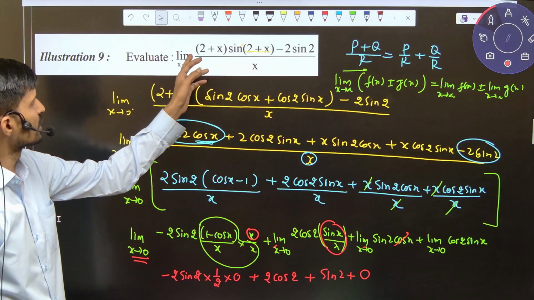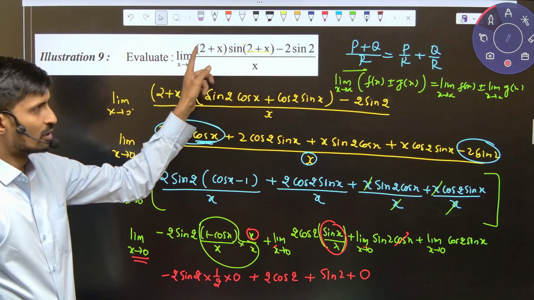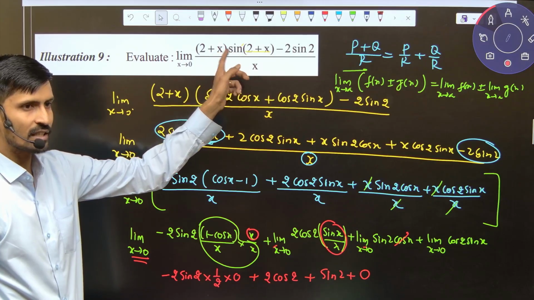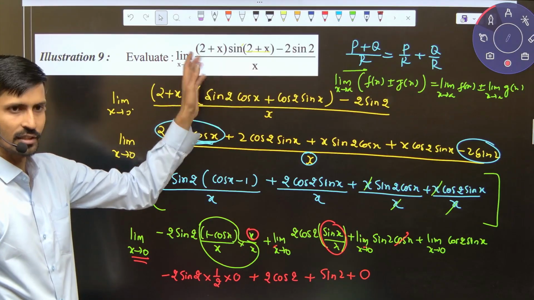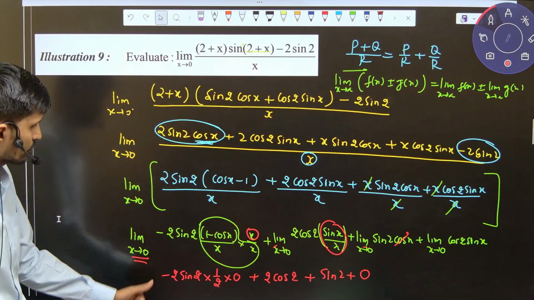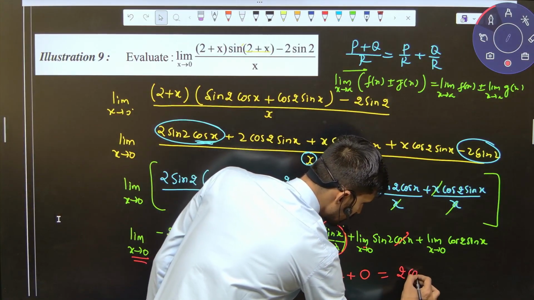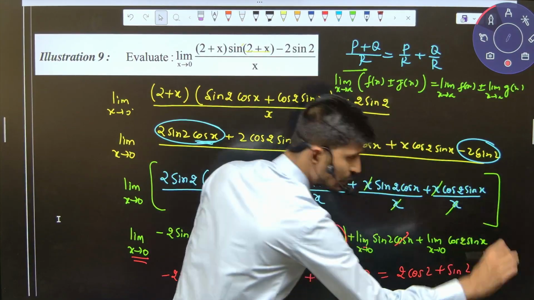Simply the differentiation of this will become the answer. So 2 plus x differentiation is 1, 1 into sin 2 plus x, sin 2 will be generated from there. Acha, I put x as 1 there. Same thing. Okay, no problem. So our final answer is 2 cos 2 plus sin 2.